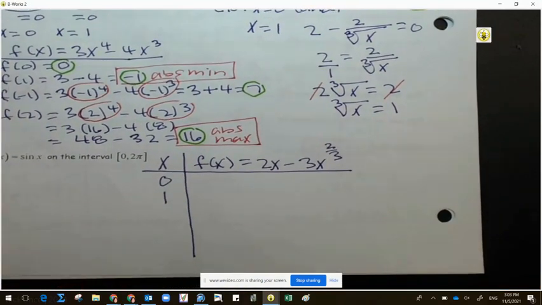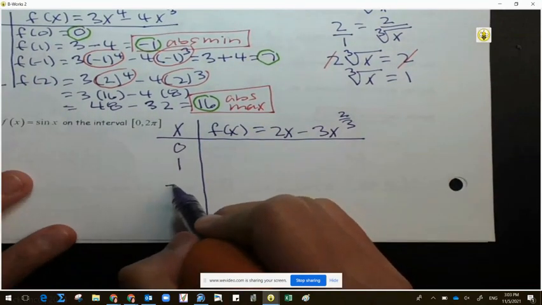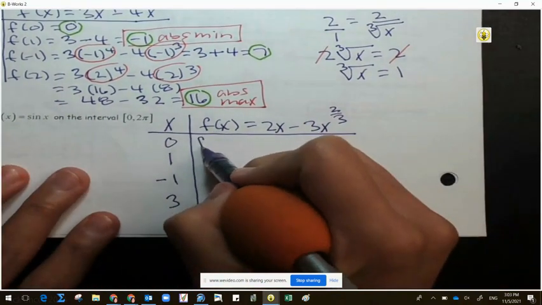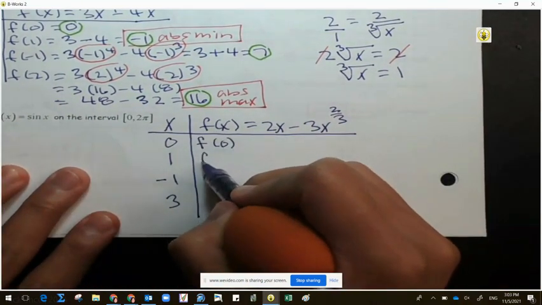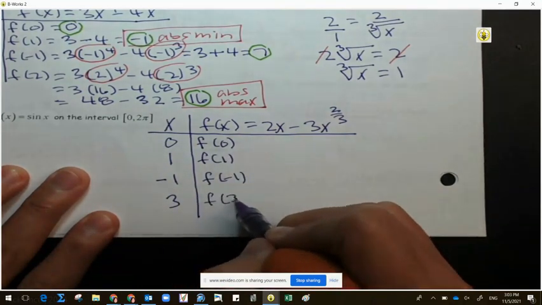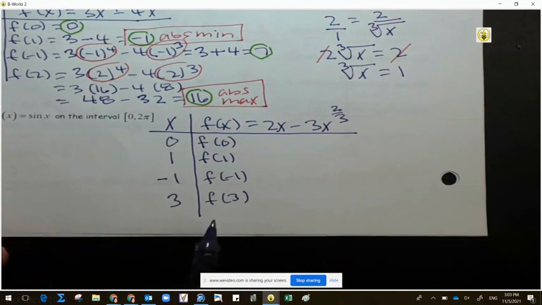And what do I also need to include in my T-chart? The endpoints, the interval, the closed interval. So let's plug it in. We have f of 0, f of 1, f of -1, and 3. Now, 3 is going to be kind of ugly, that you'll never see on your assessment. But I do want to go over that with you guys because why not?